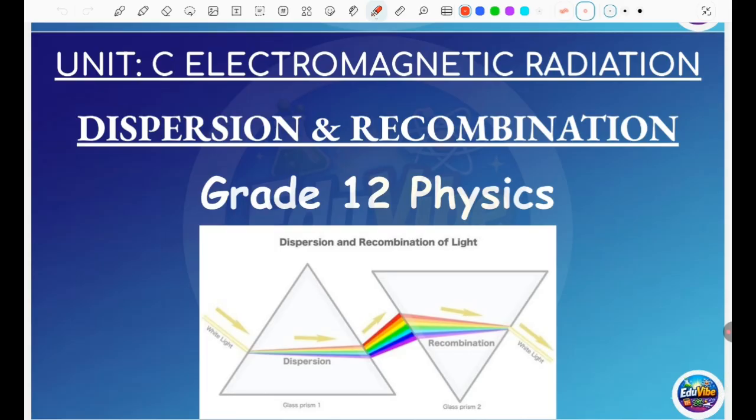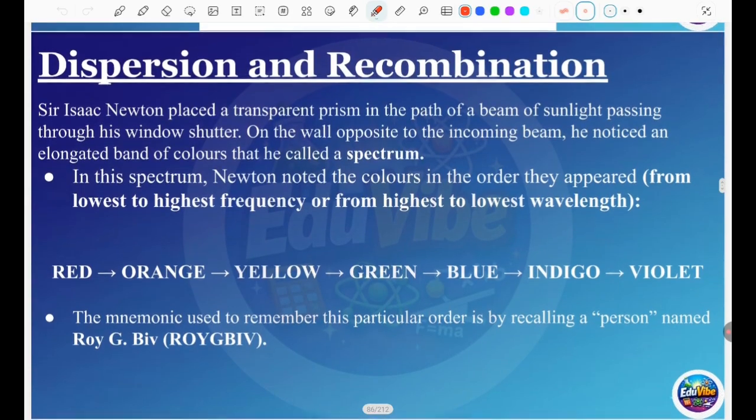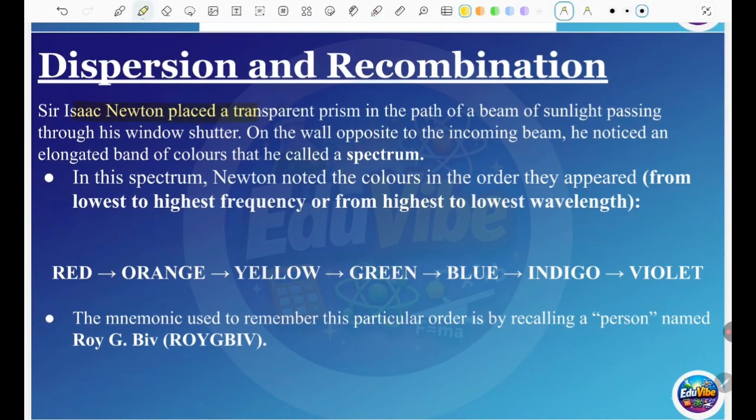It's a small topic, but you have to know it because in the upcoming videos we'll build on it. So, dispersion and recombination. Newton placed a transparent prism in the path of a beam of sunlight passing through the window's shutter. On the wall opposite the incoming beam, he noticed a long band of colors, called the spectrum. Spectrum means it shows the colors: red, orange, yellow, green, blue, indigo, and violet, in that order.